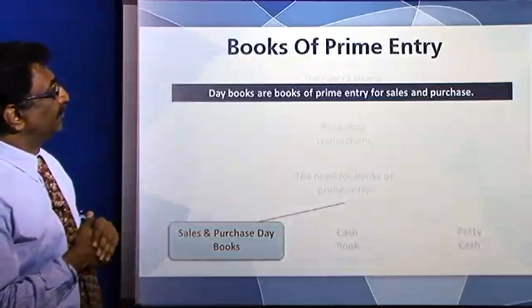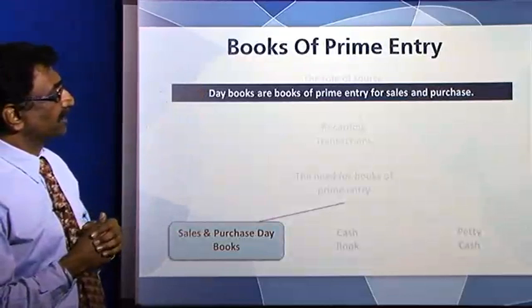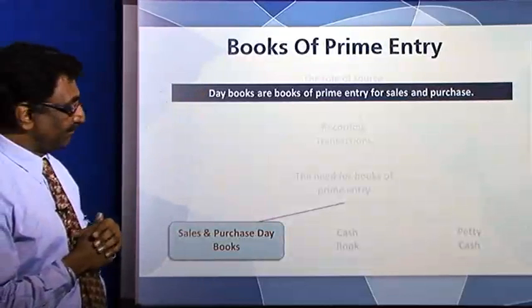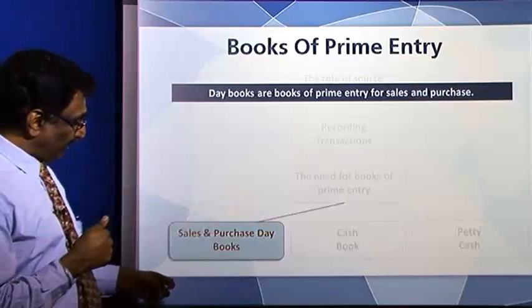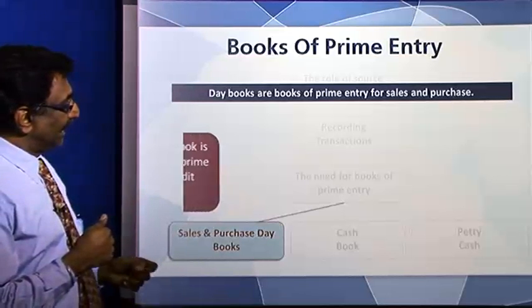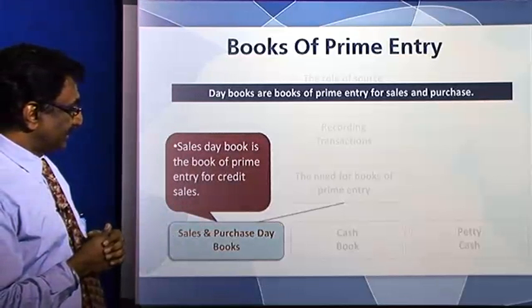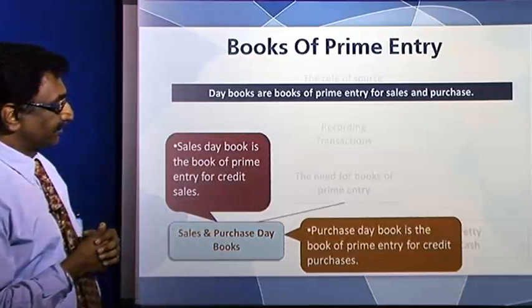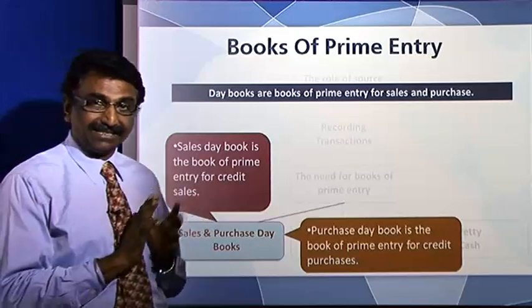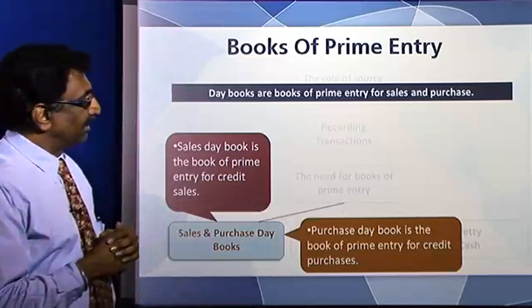So, what are these books of prime entry? The day books are books of prime entry for sales and purchases, where all credit purchases and credit sales are recorded in the sales day book and the purchase day book. Essentially, credit sales and credit purchases are recorded. Let us look at the format.